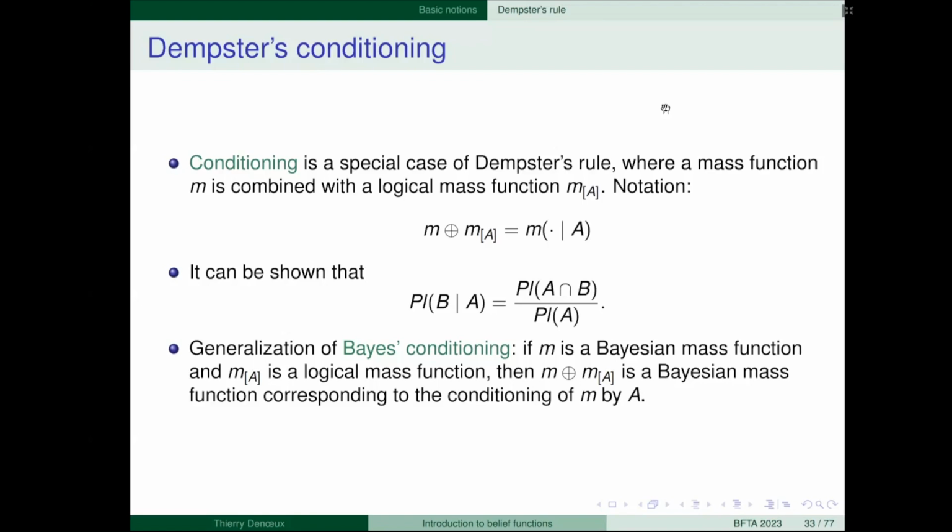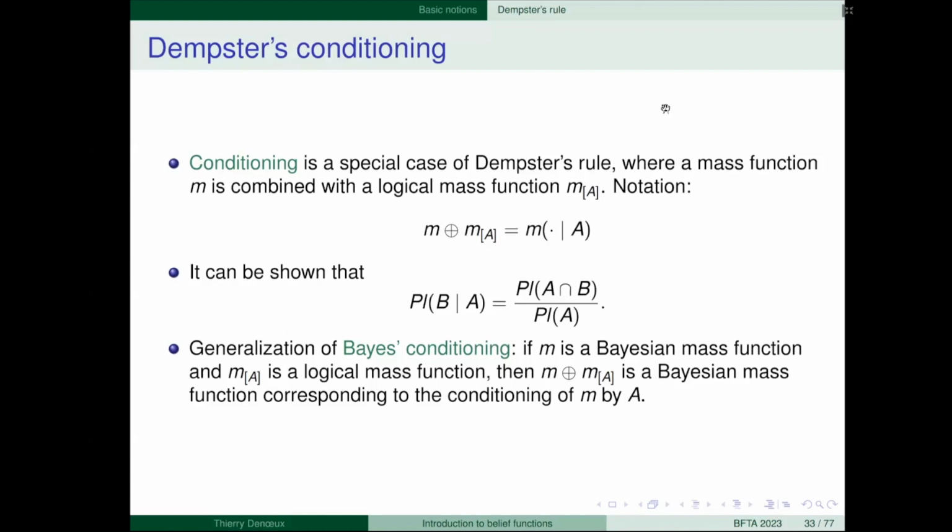Actually, here in Dempster-Shafer theory, conditioning is a special case of Dempster's rule, okay? You take some mass function m and you combine it with a logical mass function m sub A with focal set A, and you can denote the result like this. You can say the result is the mass function m conditioned on A. And it can be shown, by a simple calculation, that the plausibility of B given A, with this definition, is the plausibility of A intersection B divided by PL of A. You recognize here formally the same operation as for computing conditional probabilities, okay?